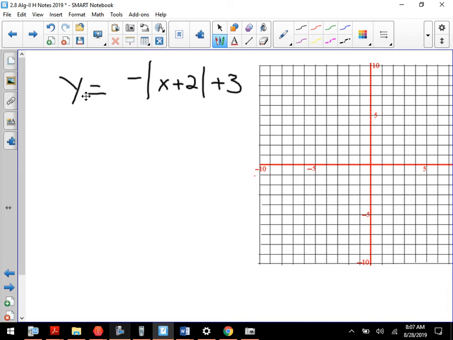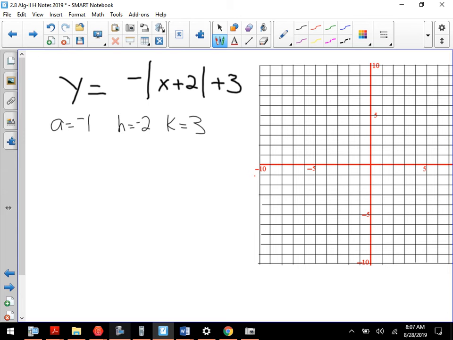Yep. And k is what it is. So here we've got the negative times the absolute value of x plus 2, all plus 3, which means what's your a value? Which direction is this going? Down. And your h and your k are? Good. And k is at positive 3.